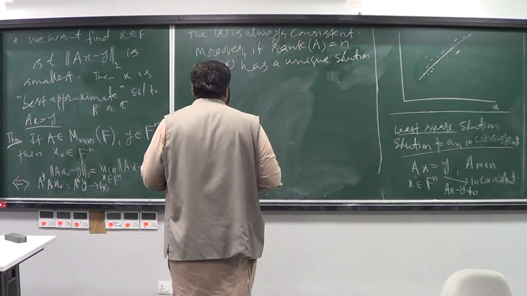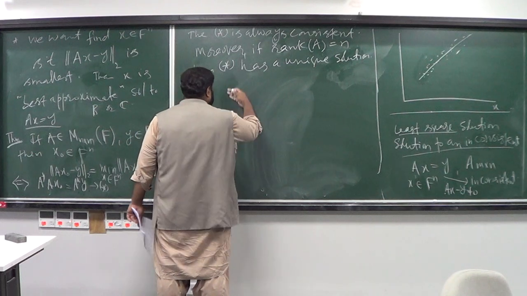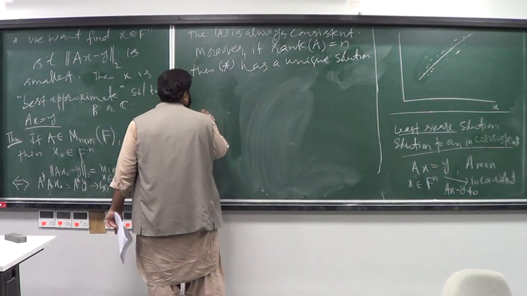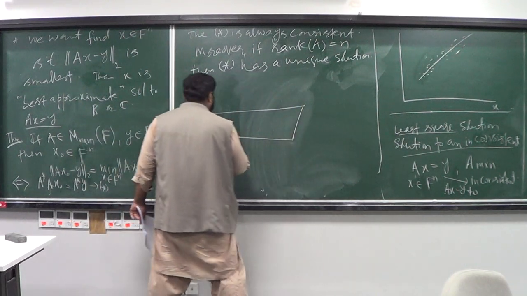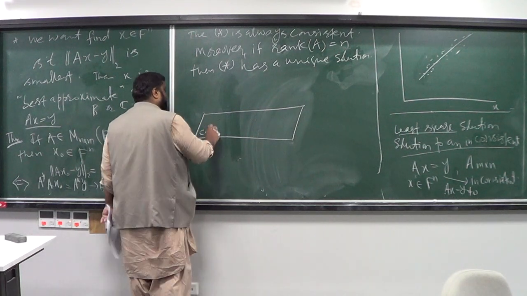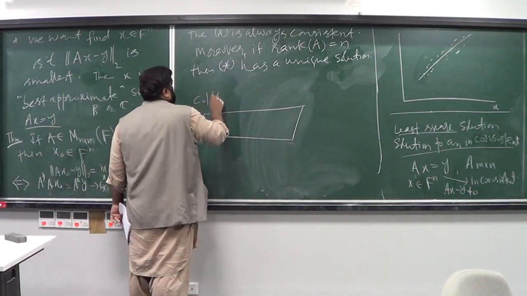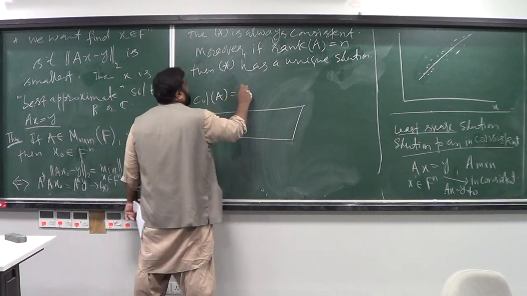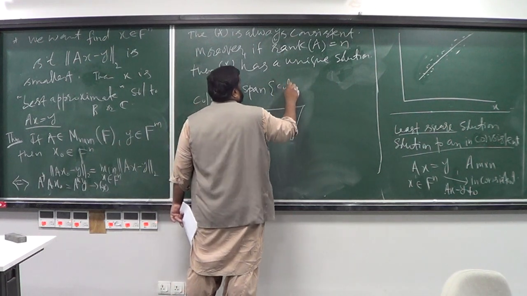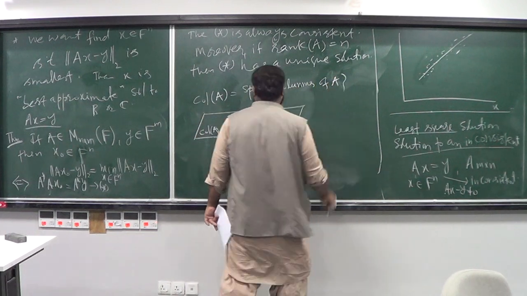If you want to make a picture of it, the pictorial representation will go like that. Say I have this matrix A, and this represents the column space of A. So what do you mean by the column space of A? Take the columns of the matrix A. The column space of A, I'm going to prove this result quickly, is really the span of the columns of A. This is the meaning of the column space.